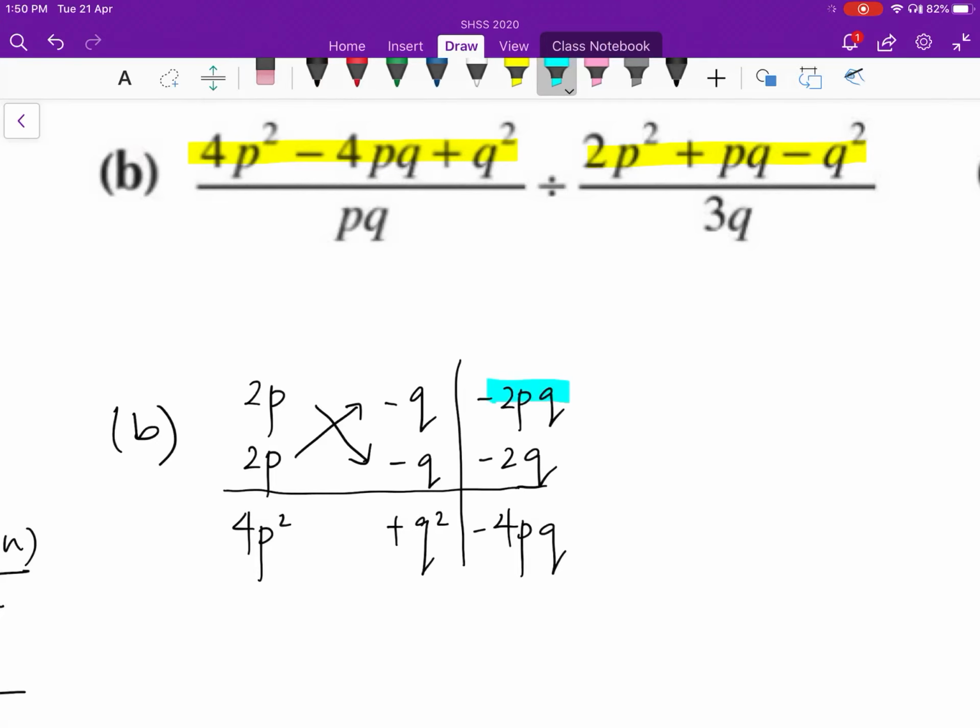If you check, negative 2pq plus negative 2pq will give you negative 4pq. So that is our factorization, and this is correct.